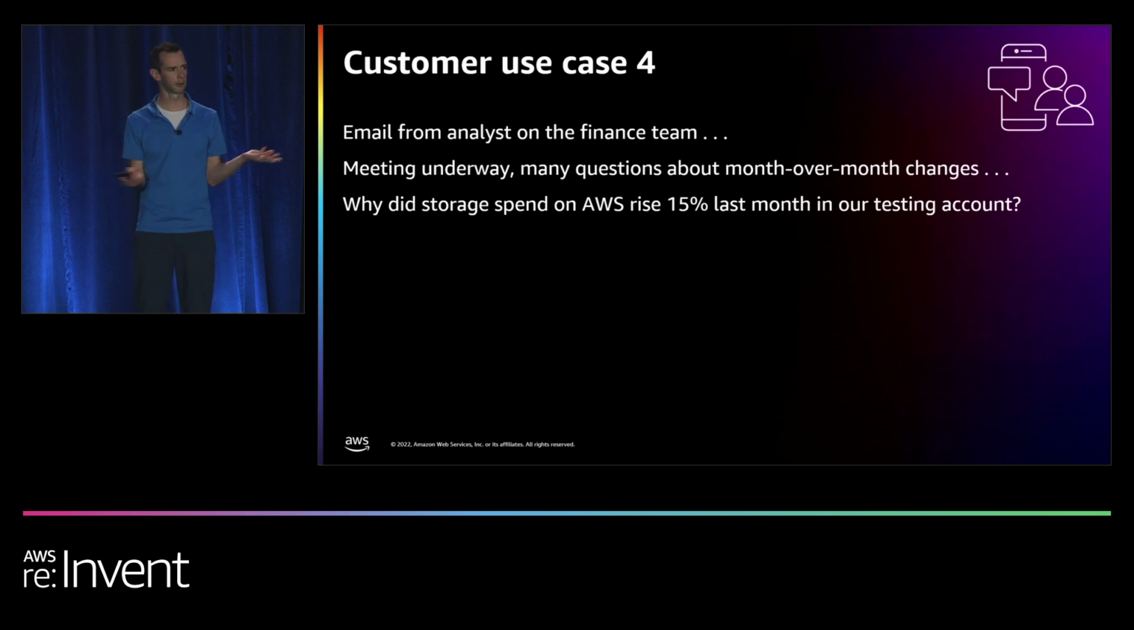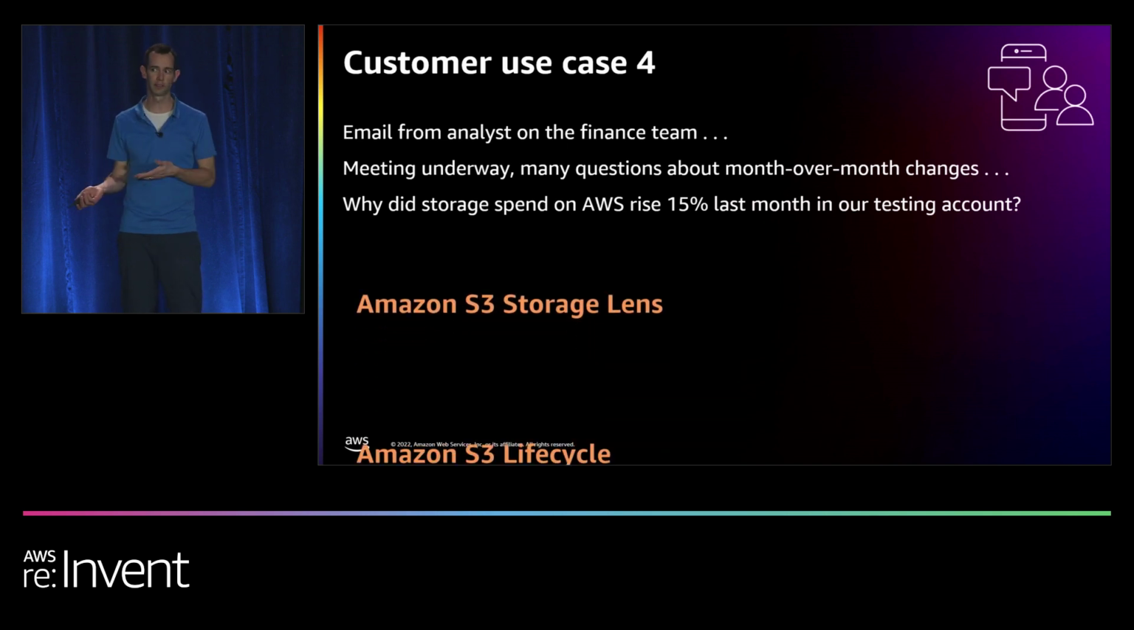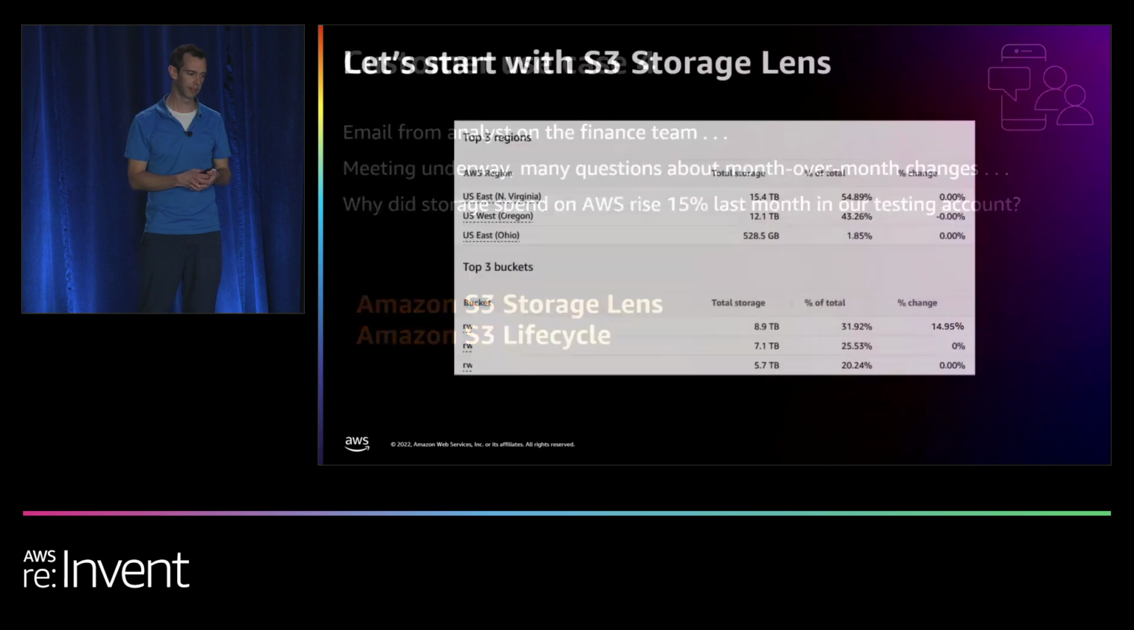We've got a testing account. For years, it was pretty steady. We're probably deleting things after we use them and test them, but why did we see such a rise the last month? Let's dive in. Let's use Storage Lens. Let's use Lifecycle. Let's figure this thing out.